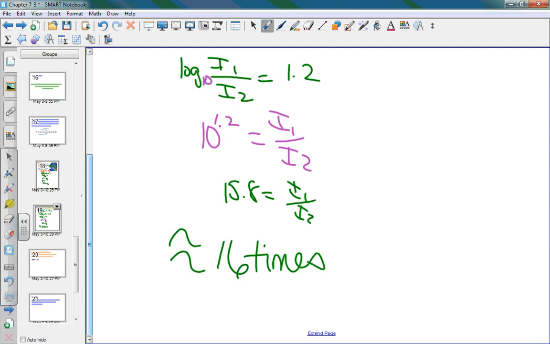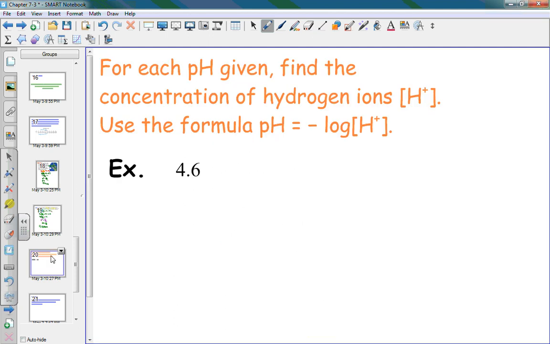Okay, now let's look at these pH problems. The pH problems I'm talking about are 29 through 32. For each pH given, find the concentration of hydrogen ions, H+. In other words, H+ represents your positive hydrogen ions. Do we understand that? Yay or nay? You don't have to understand the science behind it to be able to solve the math behind it.